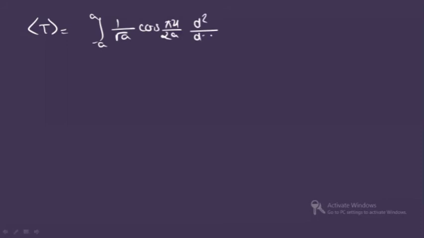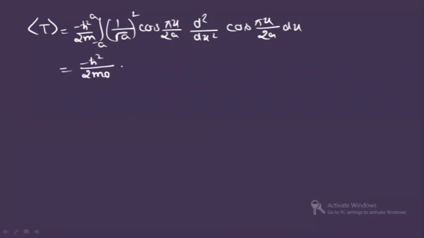Now we will calculate the expectation value of T. It will be equal to the integration from minus a to plus a of 1 by root a cos pi x by 2a, dx square d square, minus h cut square by 2m. I am taking the constant term outside. Again I will have cos pi x by 2a. This 1 by root a is coming twice, so I am giving here the square. Clear? So when you do this term, you will get minus h cut square by 2m a square, right? This term will come outside.